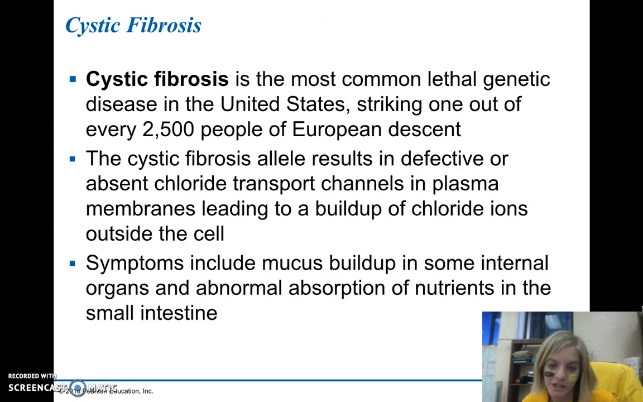This is a much more dangerous disorder, so you can see where it is important for parents to know whether they're carriers, because that might help eliminate the chance of them mating with somebody who was also a carrier.